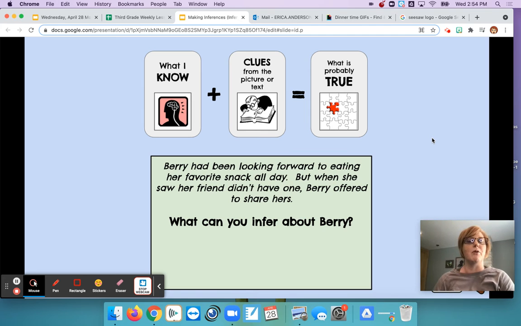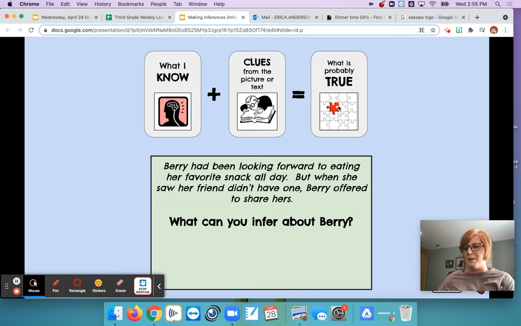Barry had been looking forward to eating her favorite snack all day long. But when she saw her friend didn't have one, Barry offered to share hers. What can you infer about Barry? Okay, take what you already know. Has this ever happened to you where you shared something with someone? The clues that are happening is she was looking forward to eating it, but she sees her friend doesn't have one, so she gives her hers.